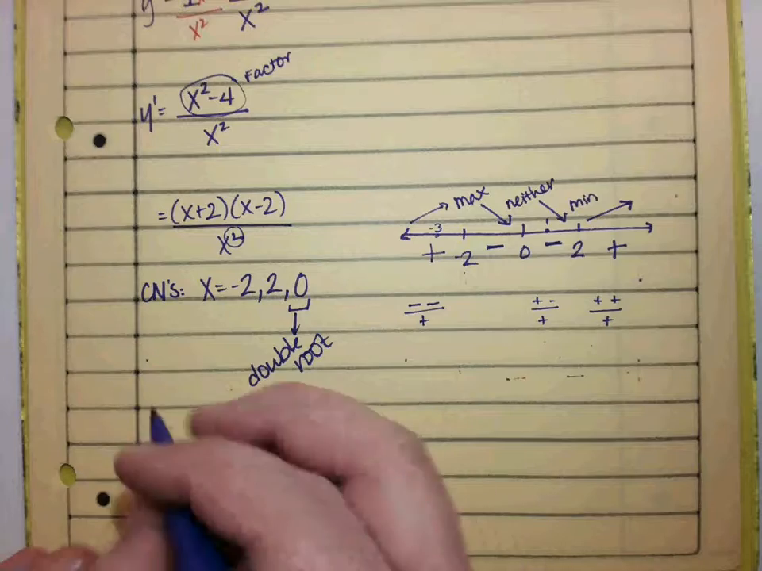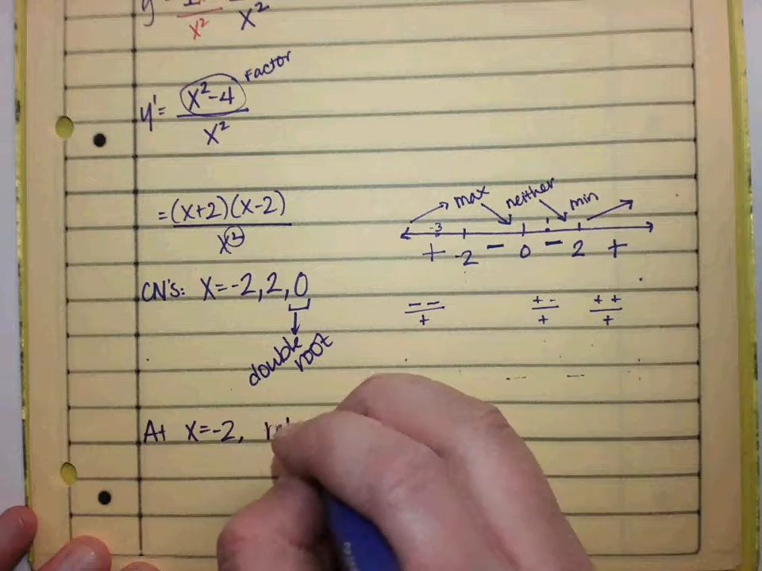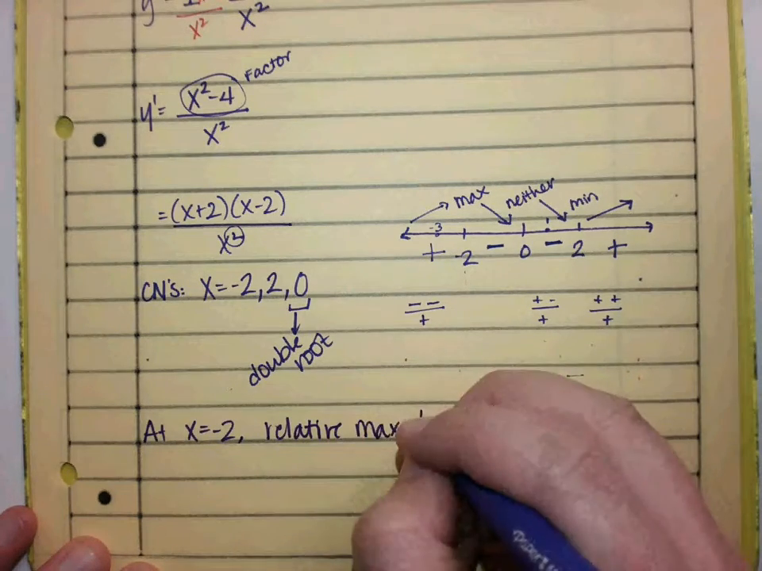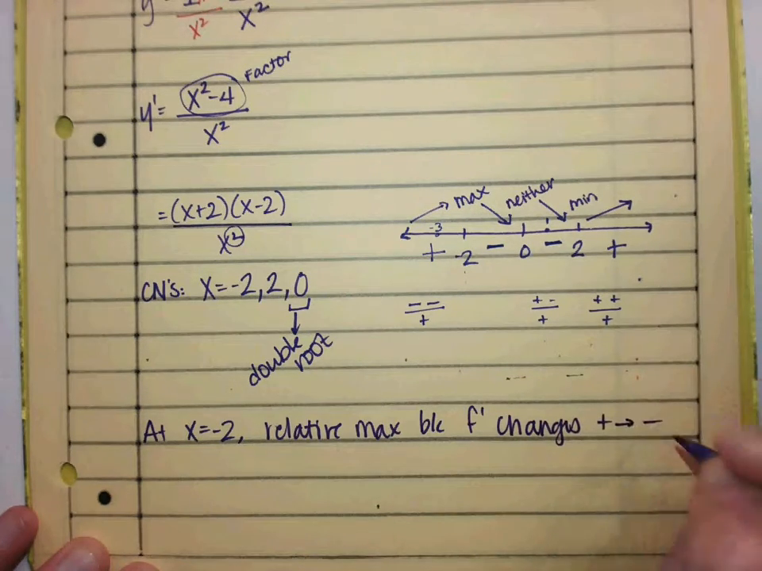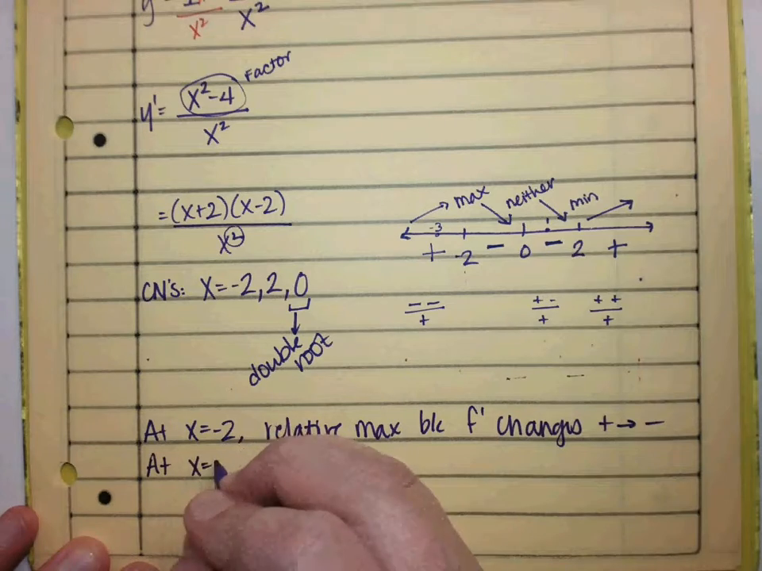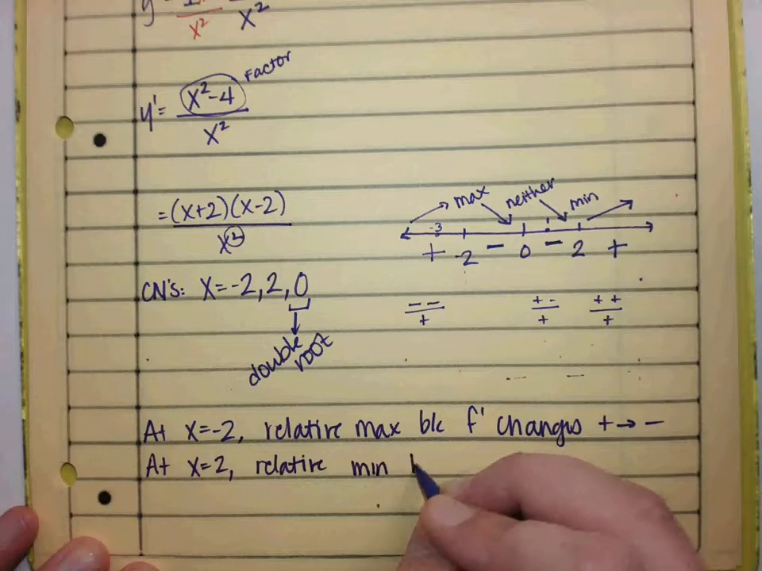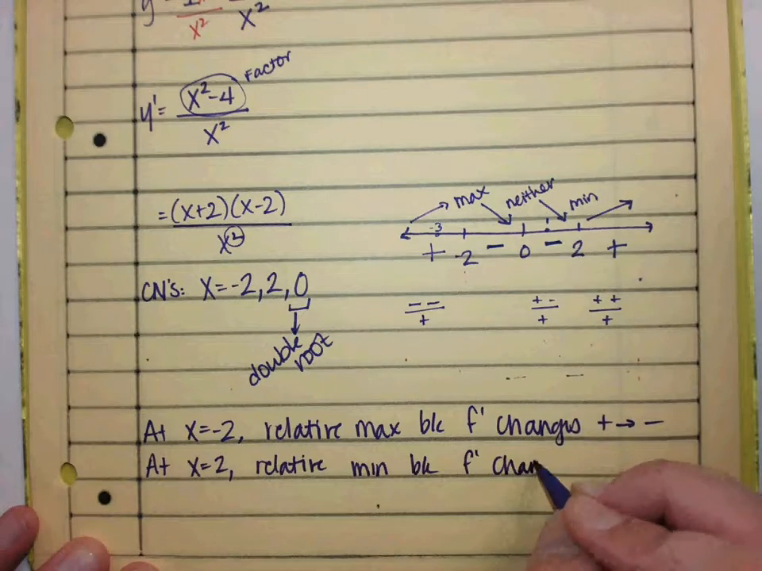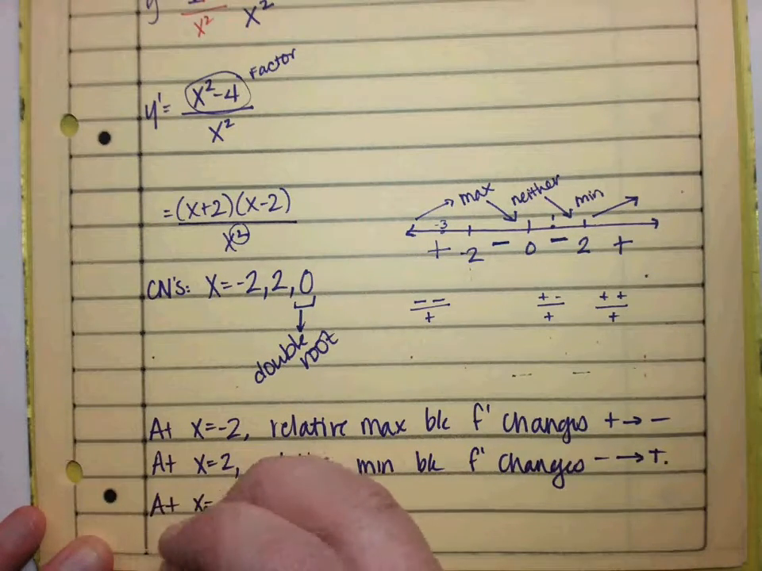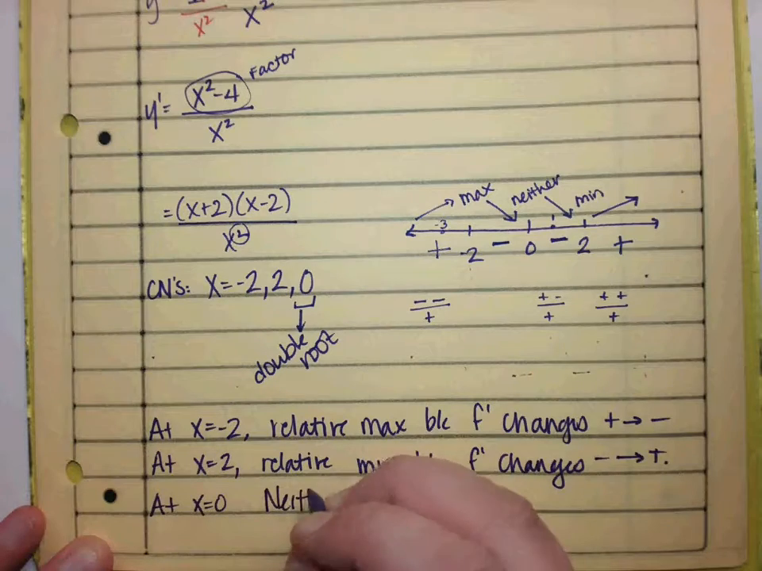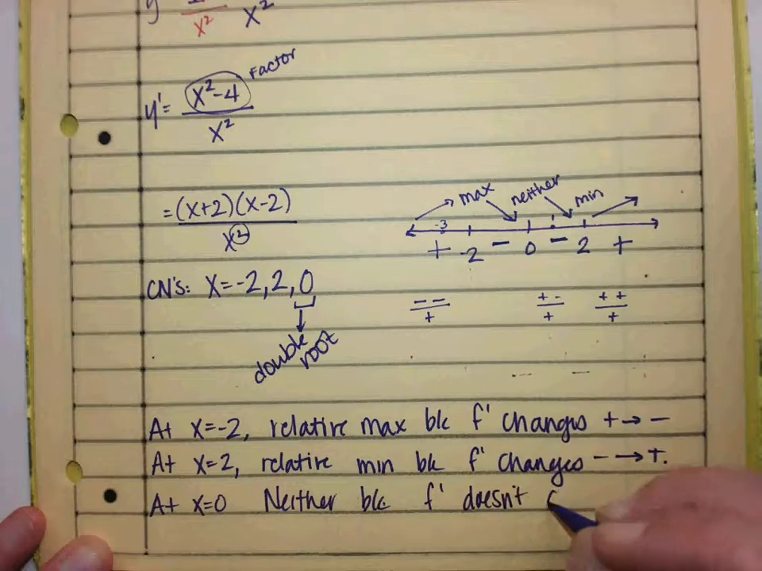So let's write our conclusion. At x equals negative 2, you have a relative max because f prime changes plus to minus. At x equals regular 2, you have a relative min because f prime changes negative to positive. At x equals 0, you have a neither because f prime does not change sign.